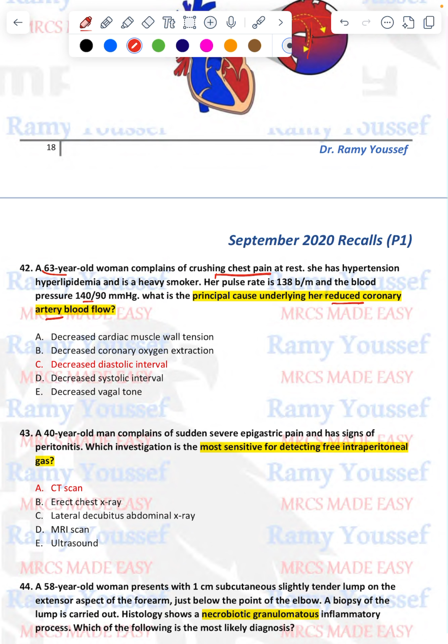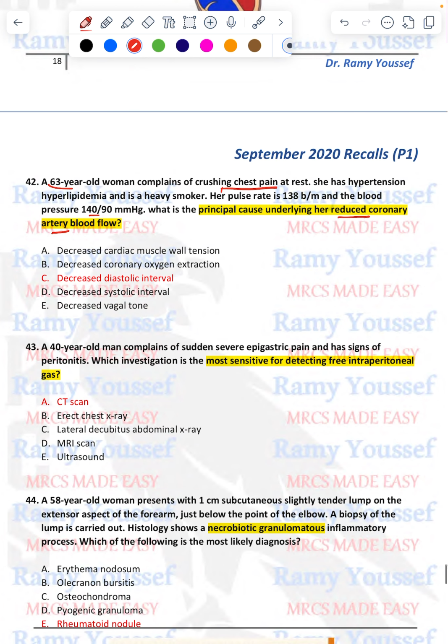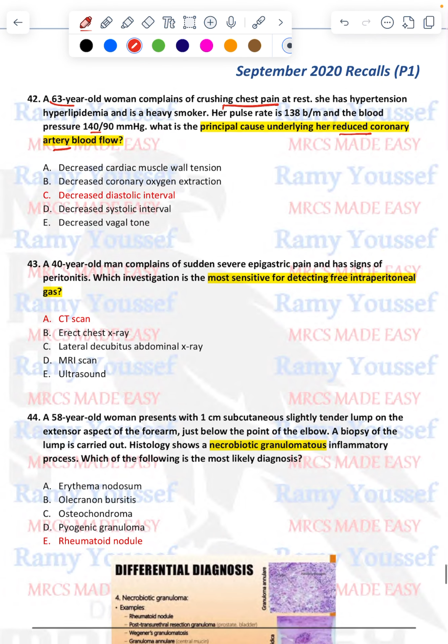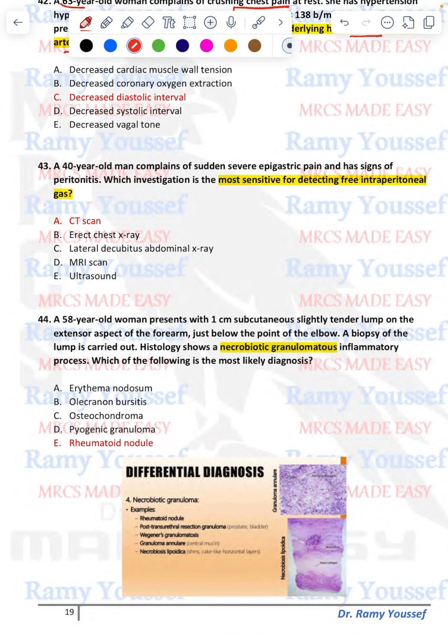So sarcoidosis. Let us see, rheumatic nodule. Erythema nodosum. So necrobiotic granuloma is rheumatic nodule. Rheumatic nodule. Differential diagnosis of necrobiotic granulomas: rheumatic nodule, post resection granuloma, vasculitic granulomatous granulomas.